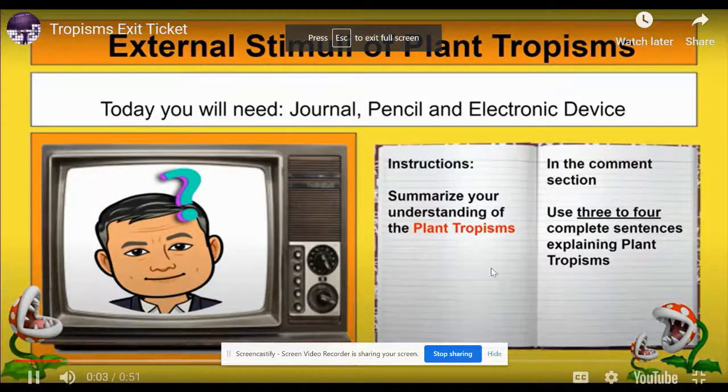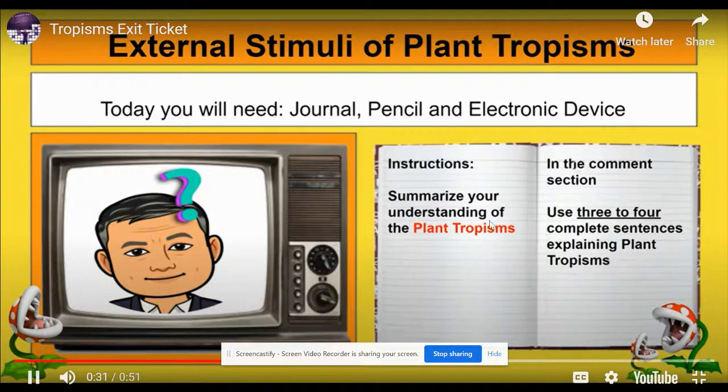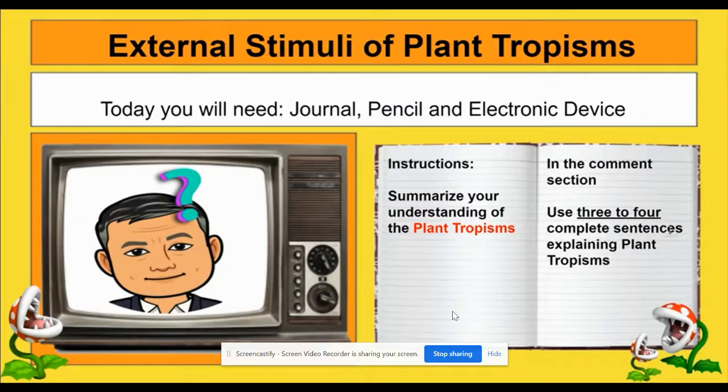Hello students, this is Mr. Z, and we are concluding our lesson on external stimuli of plant tropisms. Today you will need a journal, a pencil, and an electronic device. You will be summarizing your understanding of plant tropisms. In the comment section of the prompt, use 3 to 4 complete sentences explaining plant tropisms.